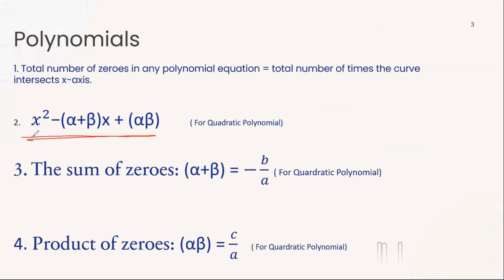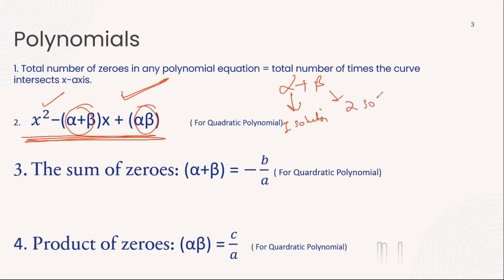Now if I am taking this equation, this is a general equation. What is this alpha plus beta and what is this alpha multiply beta? Alpha plus beta means you are having the highest degree as 2. So therefore the number of solutions is 2. Second thing, what is this alpha and beta? This is the number 1 solution, and this is number 2 solution. So 2 solutions means one is alpha and one is beta.